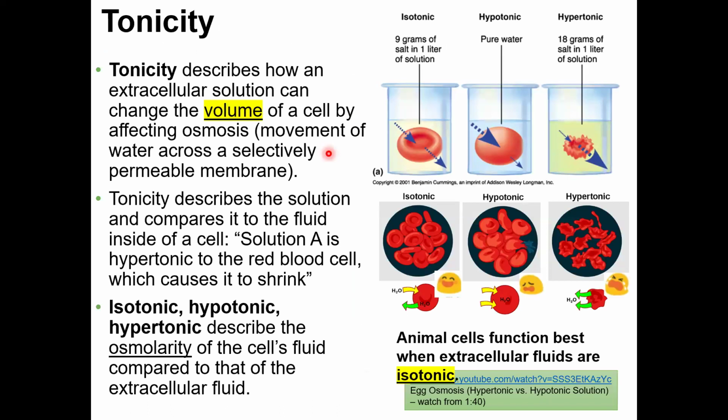Now, when we think about all of this, it also brings in the idea of tonicity. Tonicity is basically describing how the extracellular solution can change the volume of a cell by affecting the osmosis through the selectively permeable membrane. It is based on 3 different conditions called isotonic, hypotonic, and hypertonic.